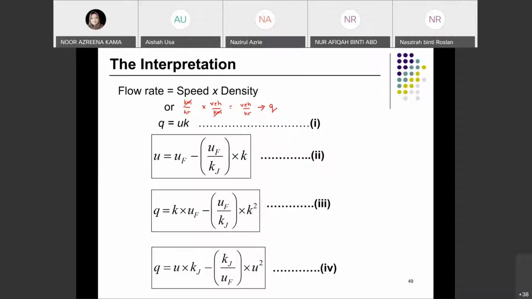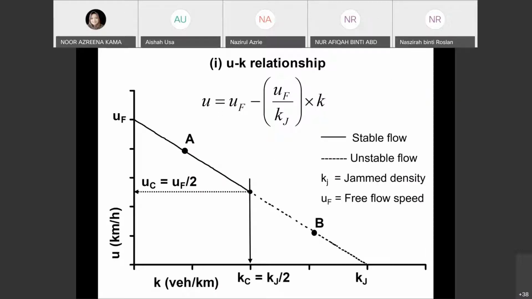Let us move to the next slide. The relationship between U and K, we look in more detail. If you look at this graph, we know that it is a linear relationship, but inversely proportional. Inversely proportional means the gradient is negative. If it is positive, it goes upward, where when the value of the x-axis increases, the value of the y-axis increases. That is a positive relationship. But for the UK relationship, it is inversely proportional.